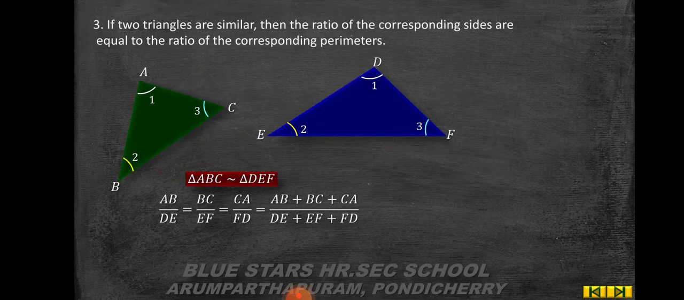Then third one, if two triangles are similar, then the ratio of the corresponding sides is equal to the ratio of their corresponding perimeters.